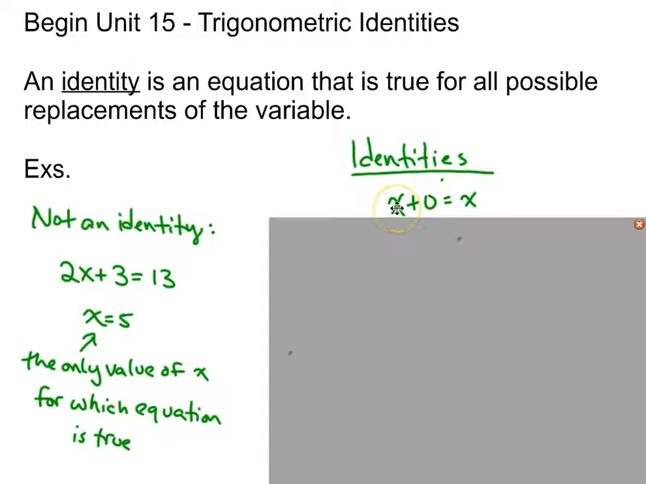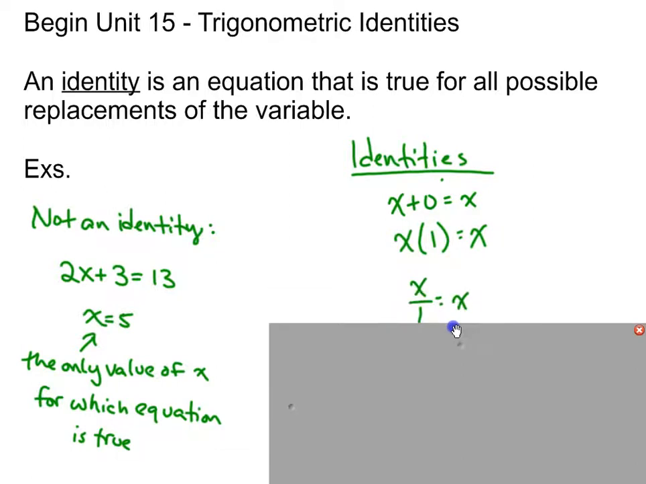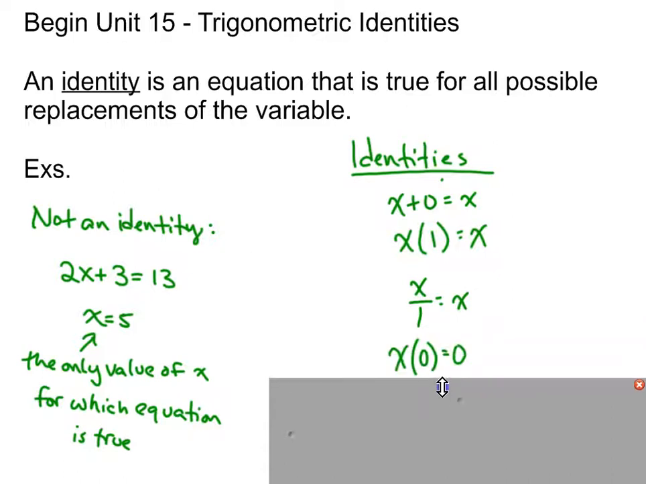Any number you can think of for x, 17, 41.3, negative 19, any fraction, square root of 2. If you add 0, you're going to get that same thing. Try to think of some other equations that are true for any possible replacement of the variable. Maybe you thought of, well, you could multiply by 1. Certainly that works. Maybe you thought of, well, you could divide by 1. That works too. Maybe you thought of, well, any number times 0 is 0.